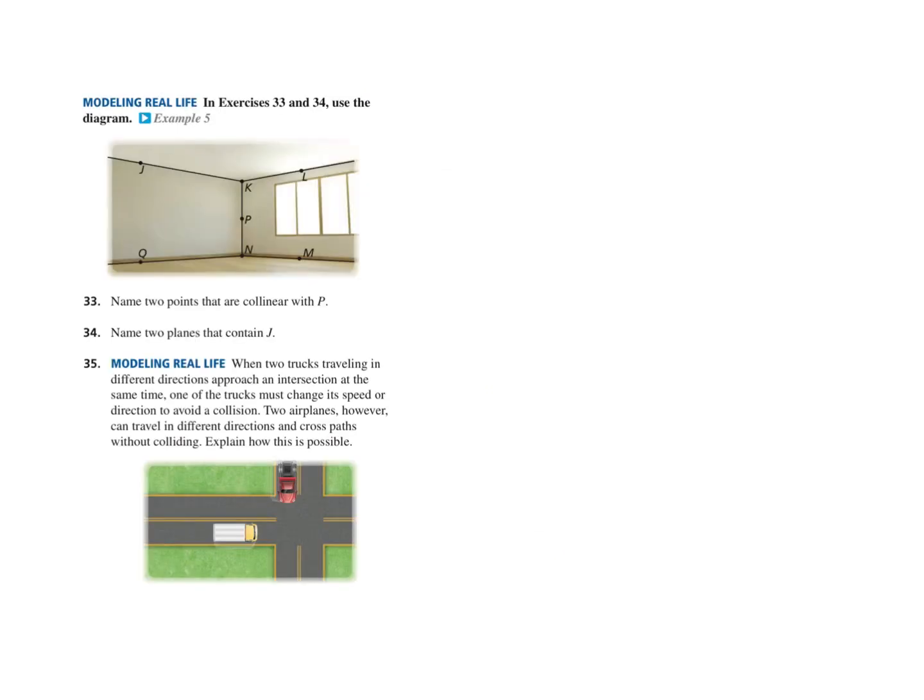All right, now we have 33. In exercises 33 and 34, use the diagram. Name 2 points that are collinear with P. So collinear, here's the line that has P on it. So K and point N. 34, name 2 planes that contain J. 2 planes that contain J.